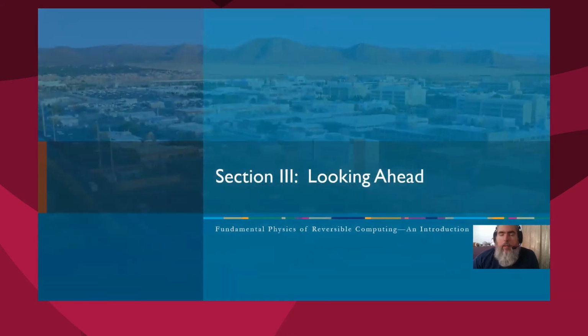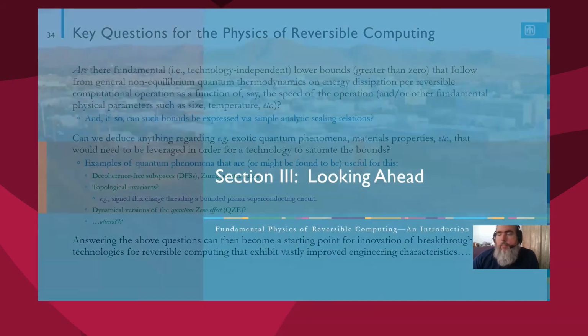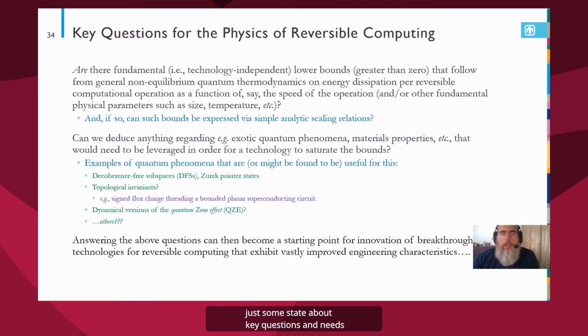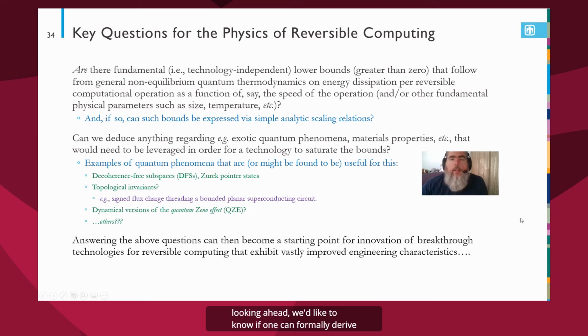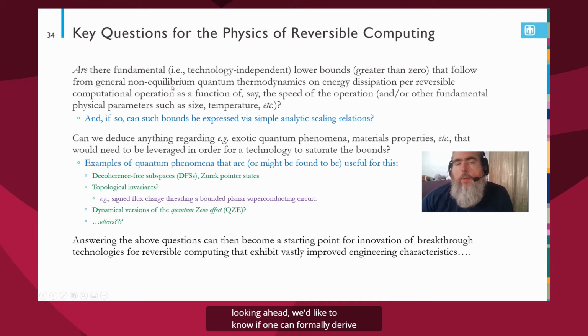All right. So just to wrap up here, some statements about key questions and needs for the physics of reversible computing looking ahead. We'd like to know if one can formally derive from fundamental theory lower bounds on energy dissipation of reversible operations as a function of some general parameters, such as the speed of the operation, or the physical size of the device, or the operating temperature, or perhaps some fundamental materials properties, anything of that nature. So are there some simple bounds that could be derived? And then we might gain insight from constructing systems that actually saturate those bounds.